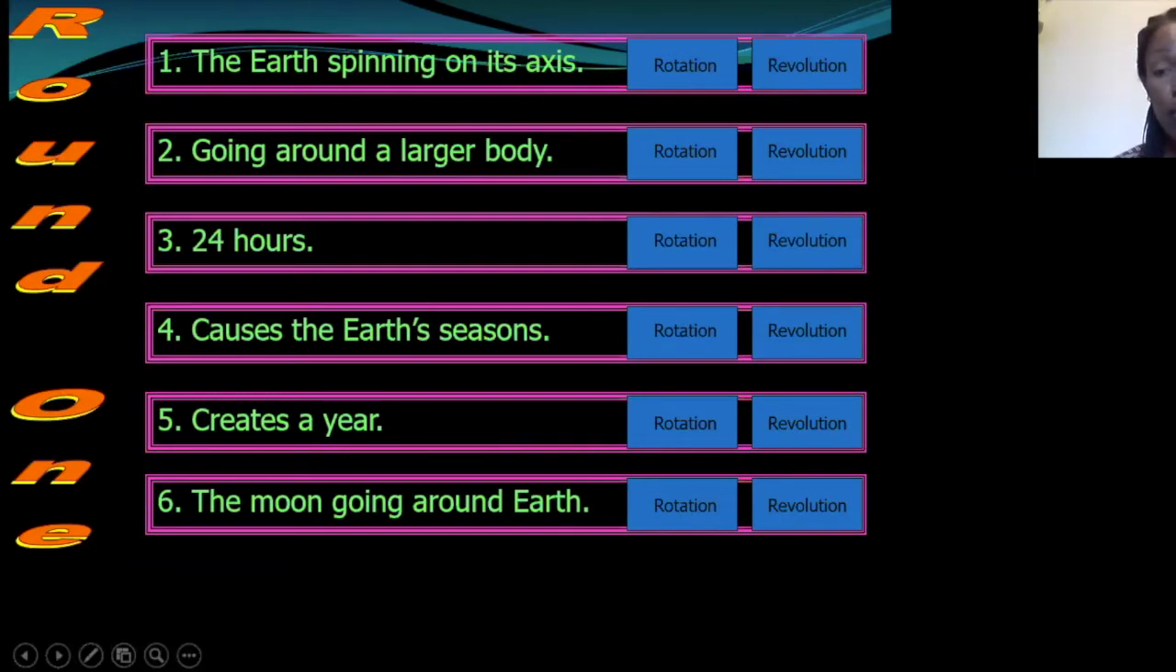Remember, revolving is going around an object, complete motion around an object. Now, I may have not counted them all fast enough. Revolution may have had the most, but I was trying to count fast. And that's why I clicked on rotation. I wanted you to decide what the answer is. So let's move on to round two.